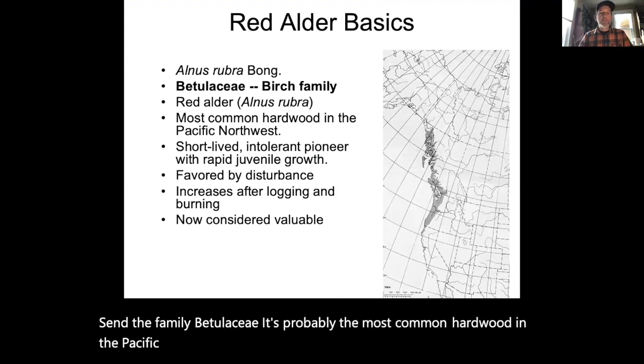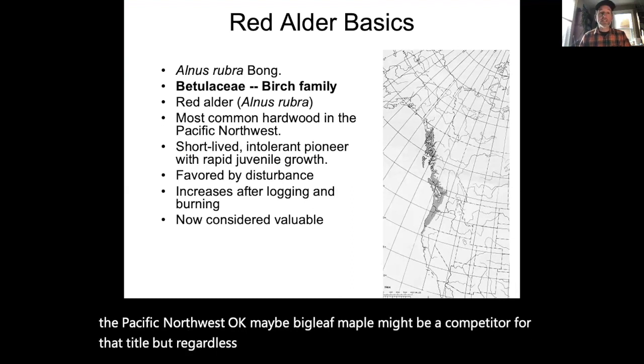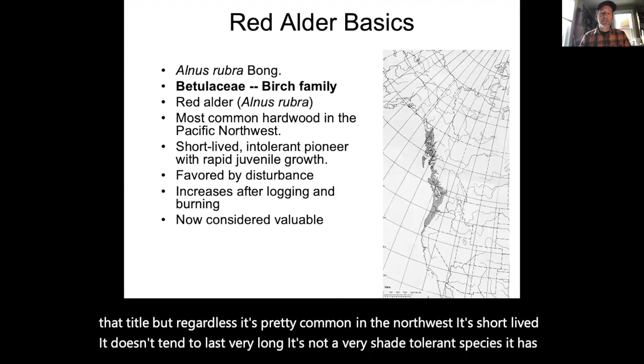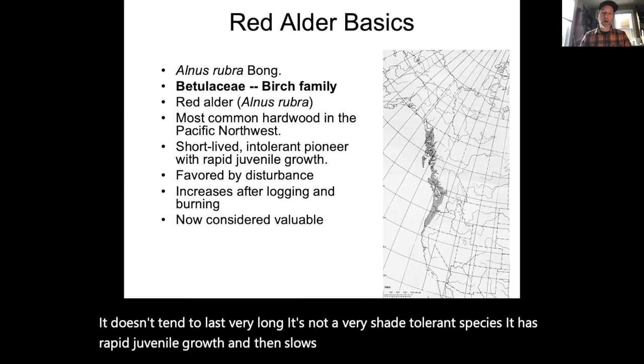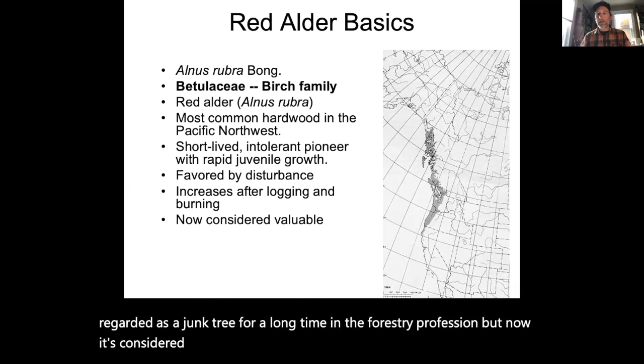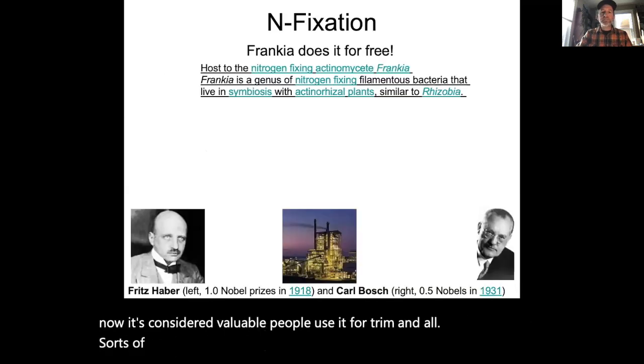Okay, maybe bigleaf maple might be a competitor for that title, but regardless, it's pretty common in the Northwest. It's short-lived. It doesn't tend to last very long. It's not a very shade-tolerant species. It has rapid juvenile growth and then slows down fast. It tends to rot fast. It was regarded as a junk tree for a long time in the forestry profession, but now it's considered valuable. People use it for trim and all sorts of interior work.